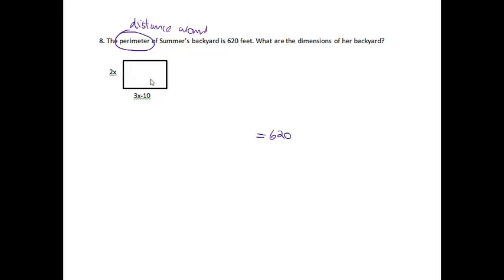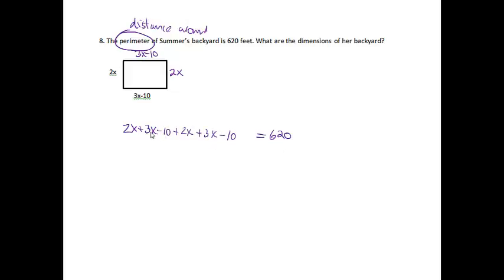So first of all, I'm going to label the other sides. If the left side's 2x, the right side of the yard will also be 2x. And if the bottom side is 3x minus 10, the top side will also be 3x minus 10. So I know if I add all of those up, I will get an answer of 620. So I'll have 2x plus 3x minus 10 plus 2x plus 3x minus 10 will equal 620.